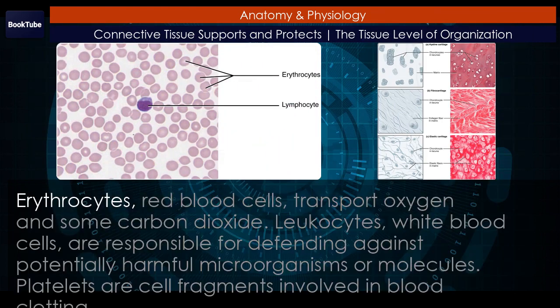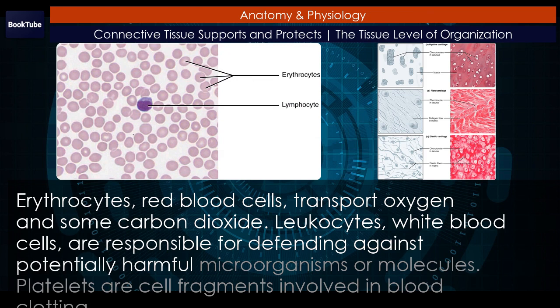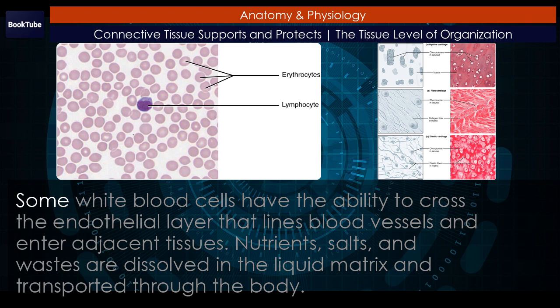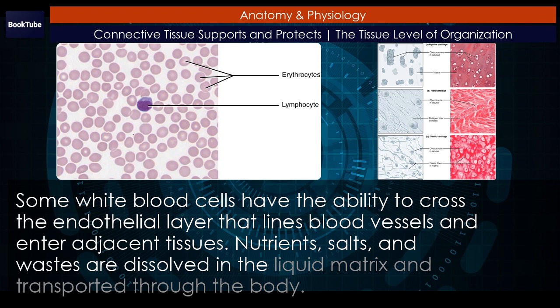Figure 6. Erythrocytes, red blood cells, transport oxygen and some carbon dioxide. Leukocytes, white blood cells, are responsible for defending against potentially harmful microorganisms or molecules. Platelets are cell fragments involved in blood clotting. Some white blood cells have the ability to cross the endothelial layer that lines blood vessels and enter adjacent tissues. Nutrients, salts, and wastes are dissolved in the liquid matrix and transported through the body.